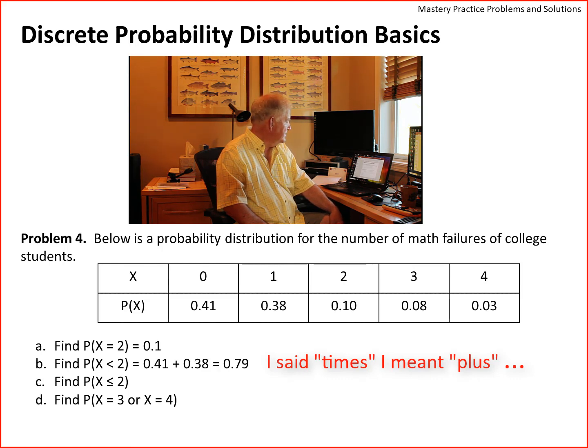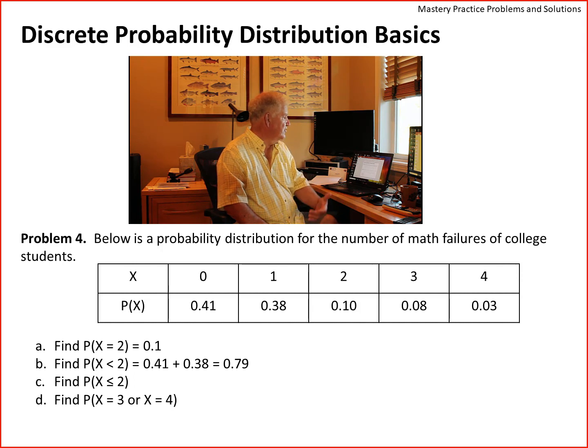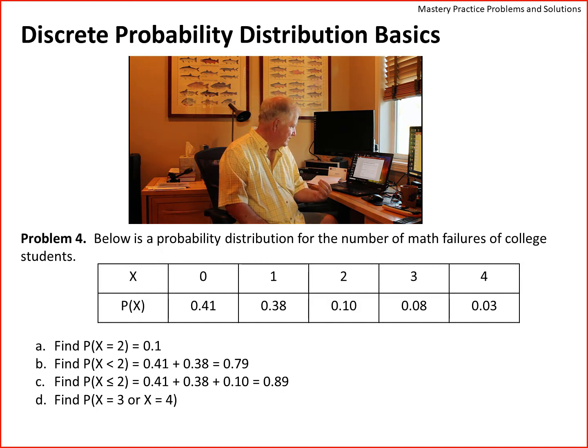Okay, likewise, part C says find x less than or equal to 2. So now to that 0.79, I have to add the 0.1 we found earlier to get 0.89. That is, I'm finding the probability of x being 0 or 1 or 2. p of 0 plus p of 1 plus p of 2.